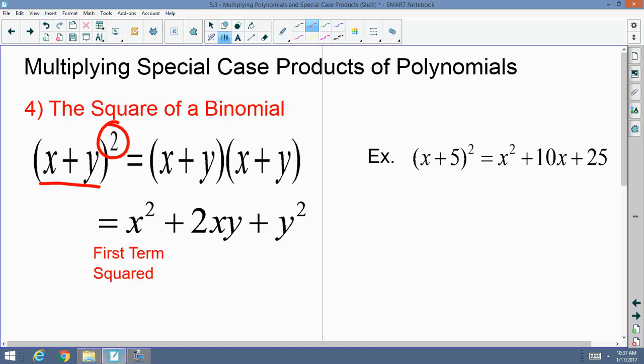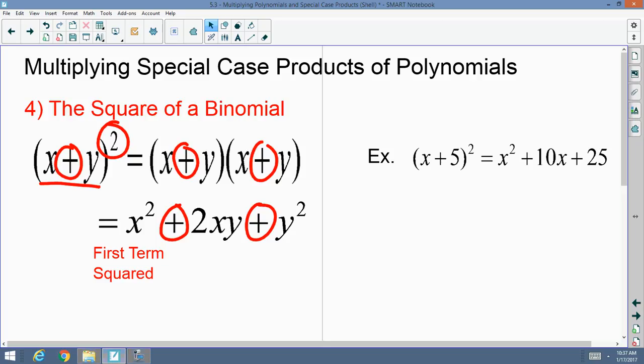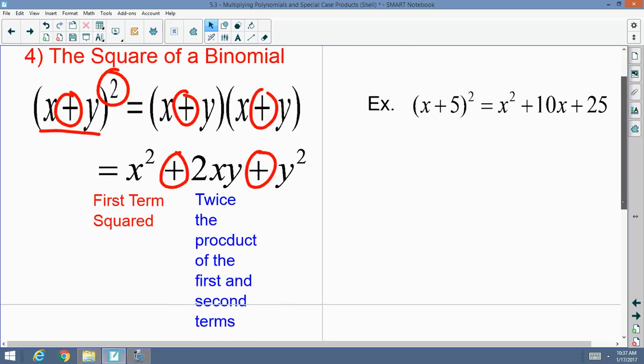If you have a plus here, it's plus all the way around, so you don't have to worry about that. I'll tell you what happens with a negative. But you take your first term squared, plus twice the product of the second and first terms, plus the second term squared. If you memorize this, your tests, your quizzes, and next chapter will be a breeze.